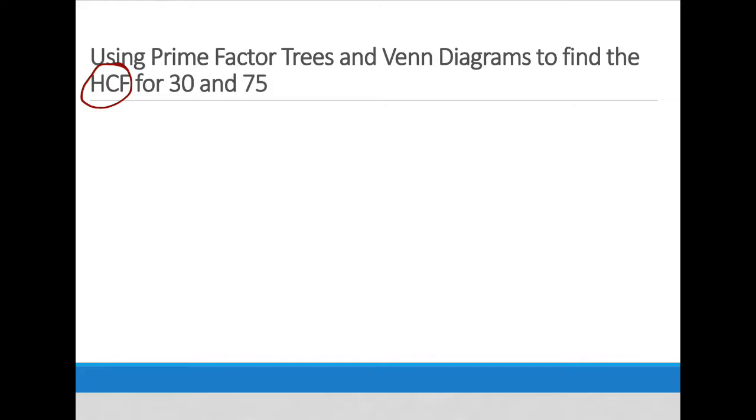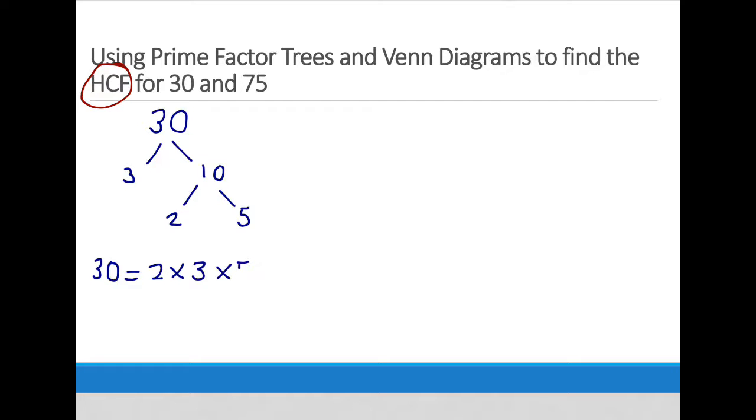Okay. So for this we start by drawing our prime factor trees. So we've got 30 and you may have chosen different factors to me, that's absolutely fine. There we go, that's 30. So I can say that 30 as the product of primes is 2 multiplied by 3 multiplied by 5, and 75 I'm going to go for 25 and 3 again, and 5 and 5.